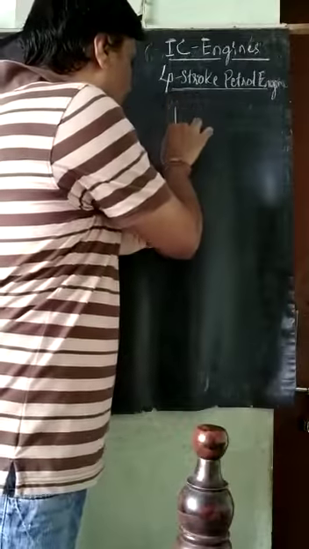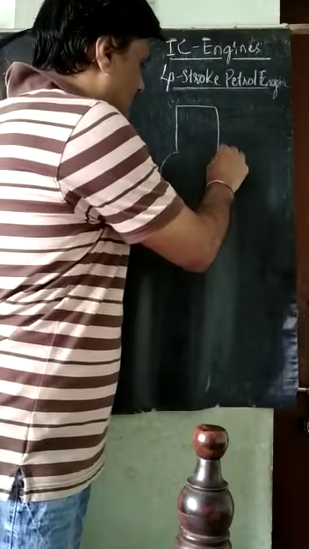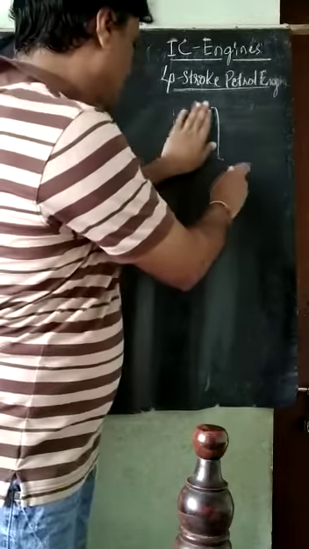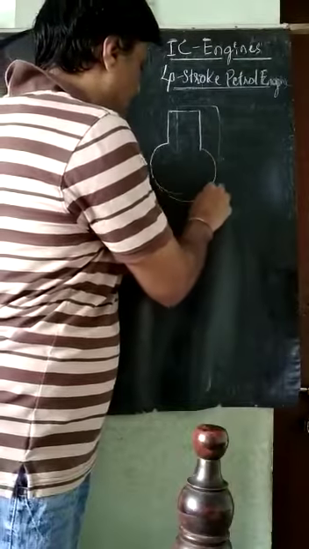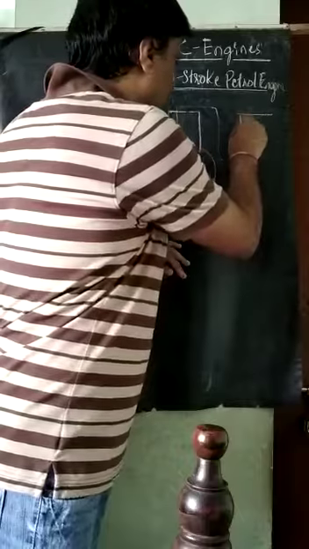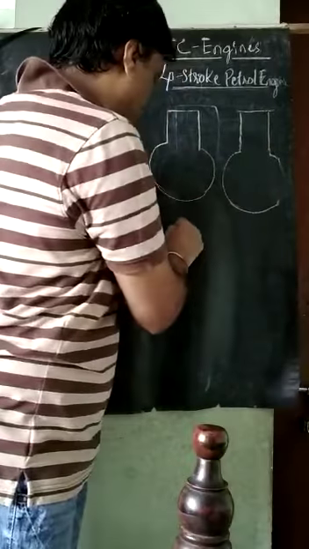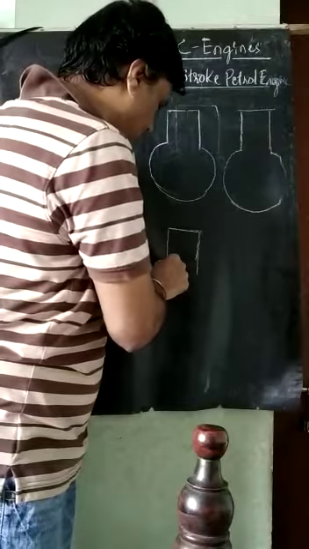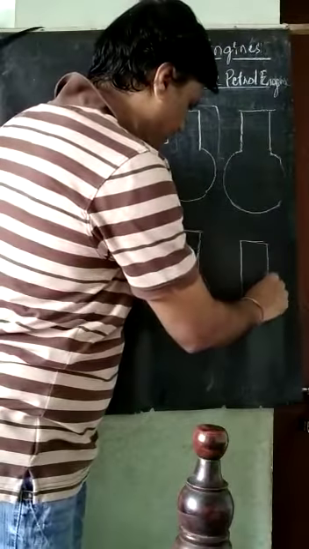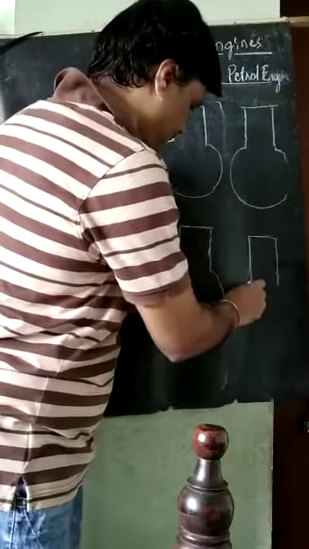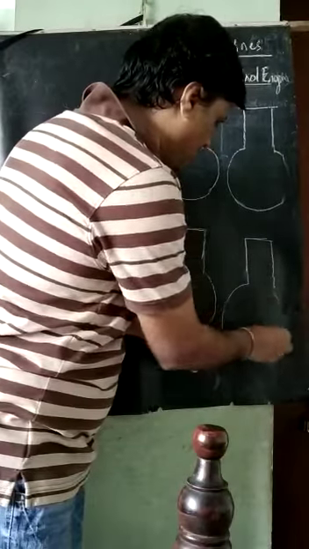So this is the cylinder here, and this is the crankcase. I will draw a small figure, very small. For the 4 strokes, I will draw 4 same kind of figures here. Quickly I am drawing. This is the arrangement of the crankcase and the cylinder arrangement, how I am drawing here.